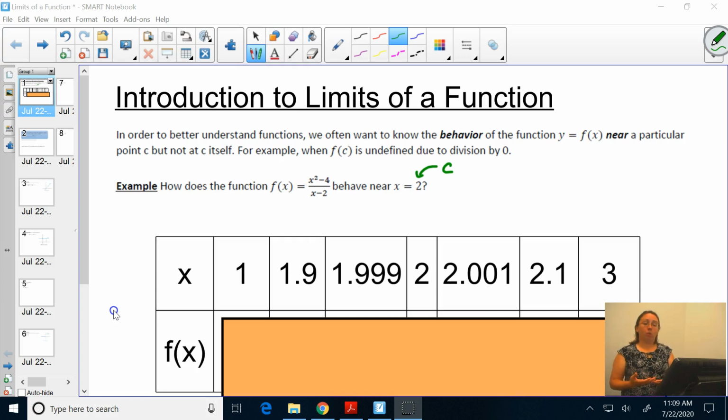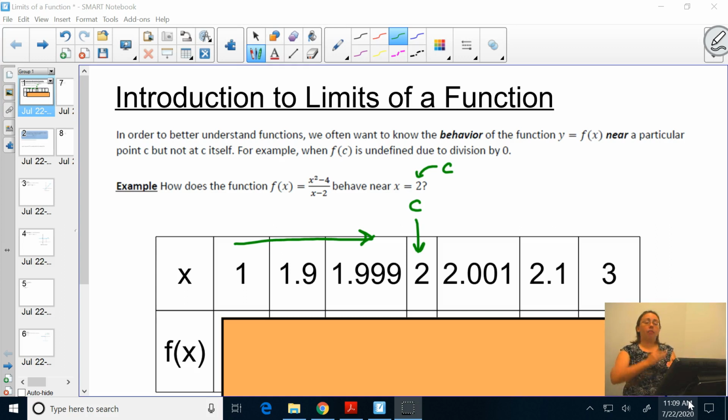What I want you to do is build a table like you see here. So you see I've listed some x values, and I want you to notice where C is. C is in the middle of my x values. But look at what x values I've chosen. On the left side of our table, we have 1, which comes right before 2, right? But I can get closer to 2. So what I did was I made my x's go closer and closer to 2. My x's are approaching 2 as we move from the left to the right along our table.